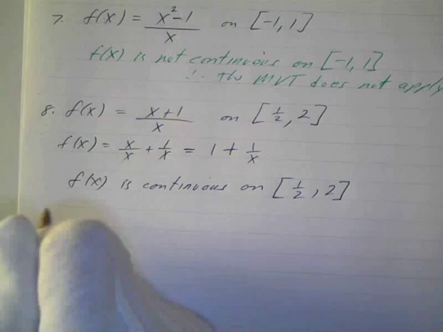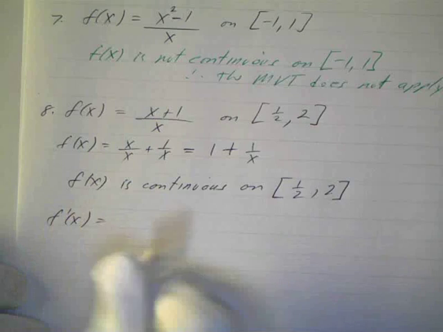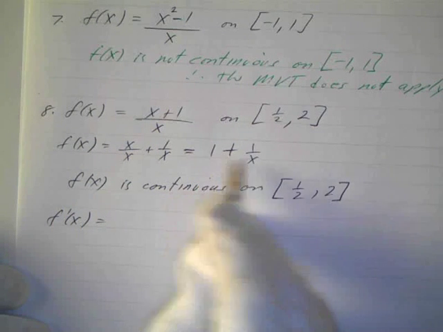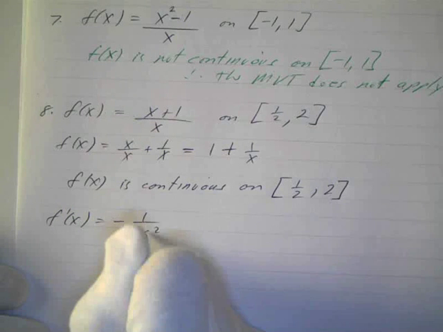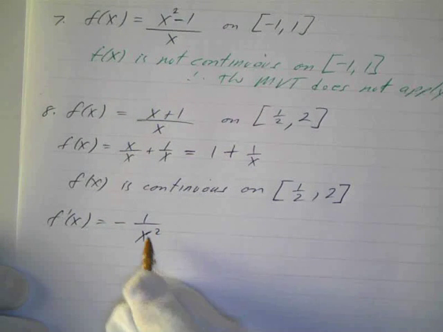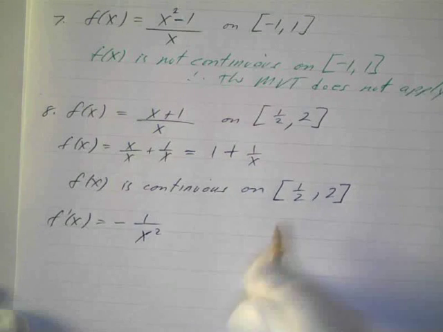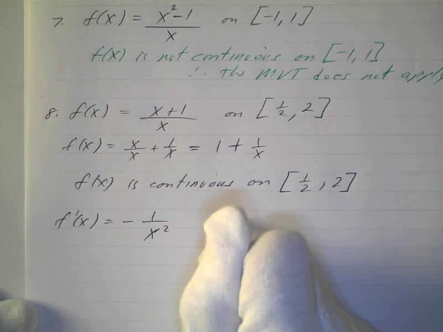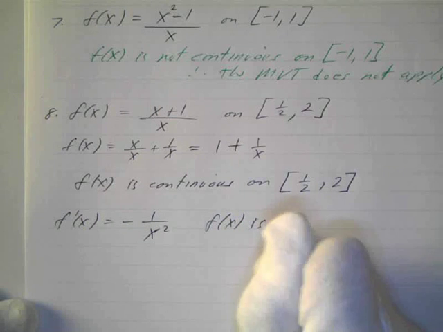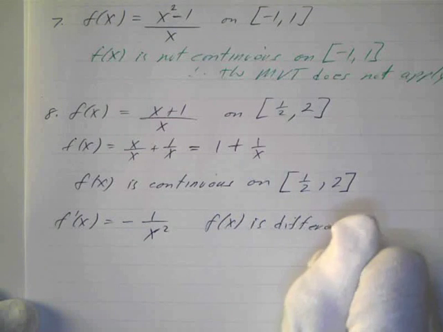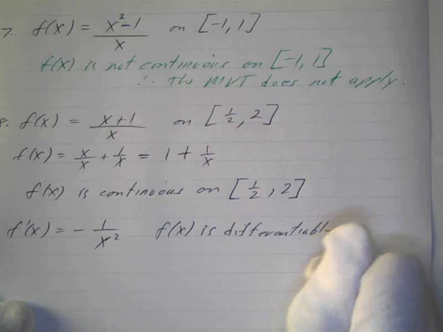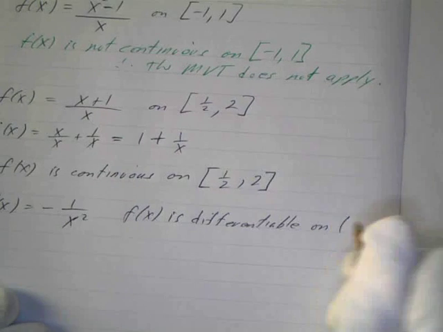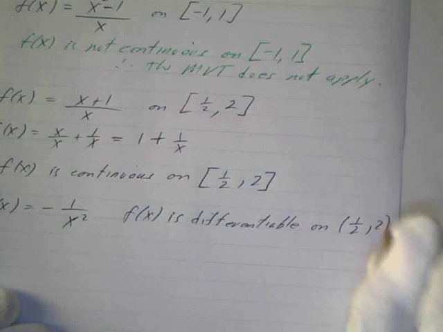Now, how about the derivative? Well, what's f prime of x equal to? F prime of x equals, and if I take the derivative of 1, I get 0, and I take the derivative of 1 over x, well, there we go. There's our good old -1 over x squared. And again, the only place where this is going to be undefined is when x equals 0, and that's not in the interval, so we can say that f of x is differentiable on the open interval 1/2, 2. So therefore, the mean value theorem does apply.